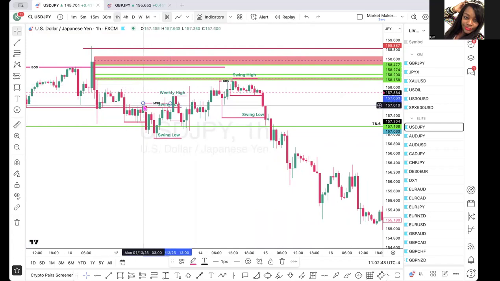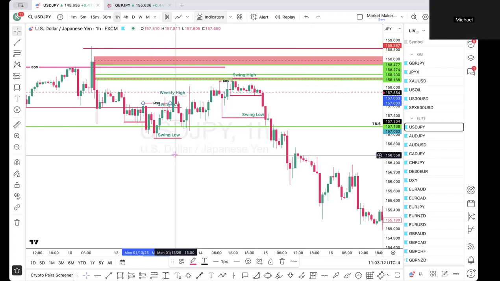Meaning, once price broke this swing high, this is an indication that price is going bullish. If price did not break this swing high and came and broke this swing low, it is an indication that price is still going bearish. Yeah, understood.